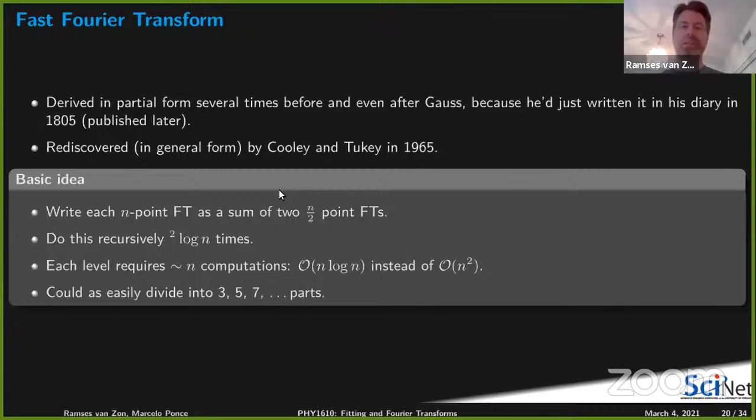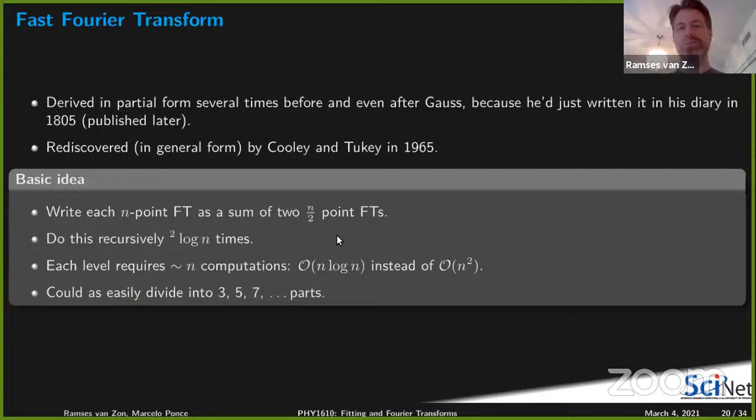So what is the basic idea about doing this faster? The basic idea is that you could write an n-point Fourier transform. So there are n data points. I want to write the n-point Fourier transform as the sum of two Fourier transforms, each of which has n over 2 points. And you're going to rewrite that recursively.